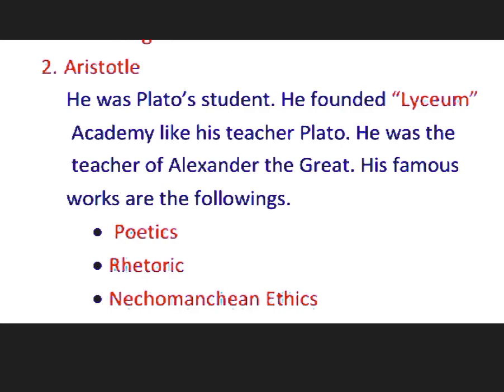The next is Aristotle. Aristotle was Plato's student, and he founded the Lyceum like his teacher. He was the teacher of Alexander the Great, and his famous works are the following. The first one is Poetics, then Rhetoric, and Nicomachean Ethics. These 3 are important works by Aristotle.